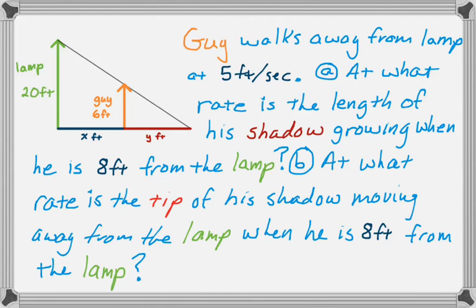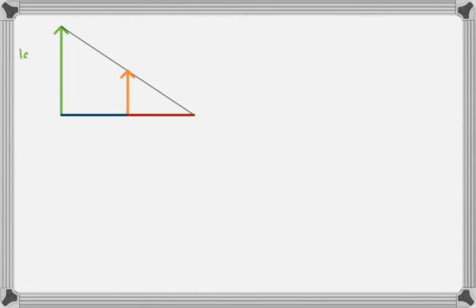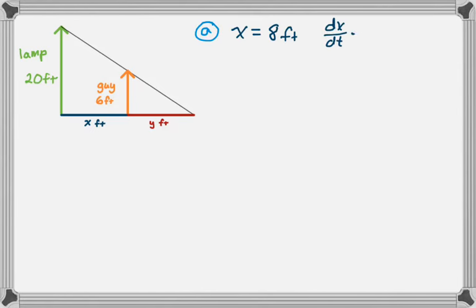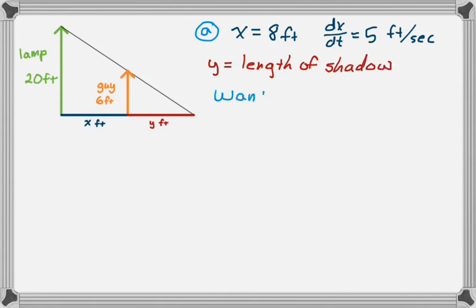So that's going to be the rate at which the length of the shadow is increasing when he is 8 feet from the lamp. It turns out the answer is going to be independent of the distance, which has always weirded me out. So let me just recopy my figure here. I got the lamp, I got the guy, calling that x, calling that y. So x is how far he is from the lamp, and y is how long his shadow is. And x is going to be 8 feet. dx/dt is going to be 5 feet per second. That's given. And what we're looking for is, well, we know y is the length of his shadow, and we're trying to find dy/dt.